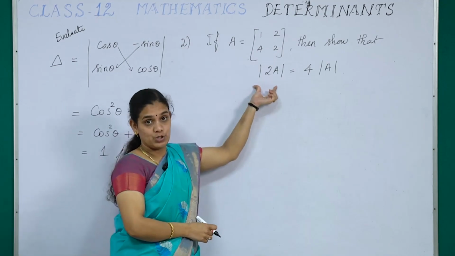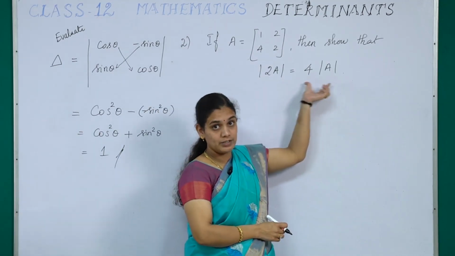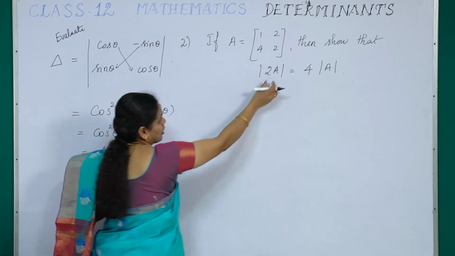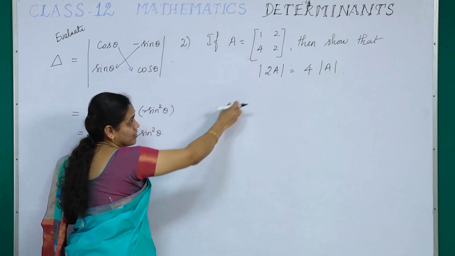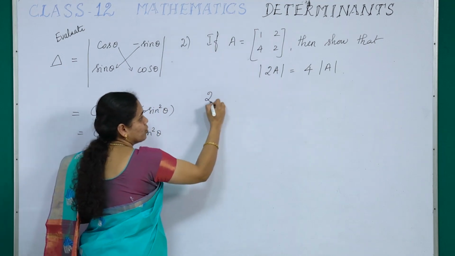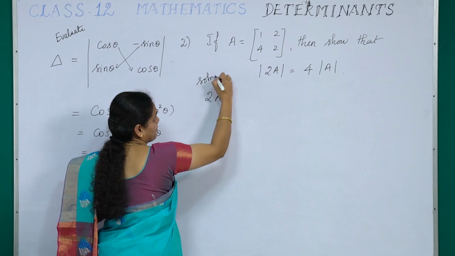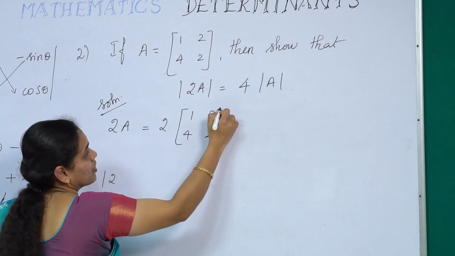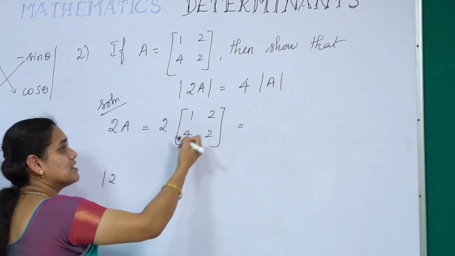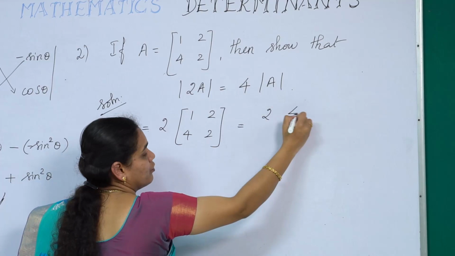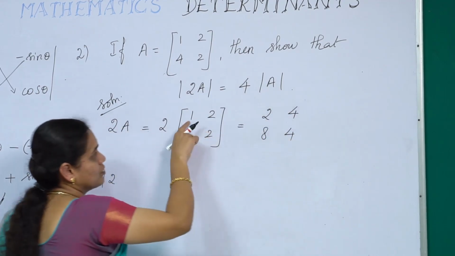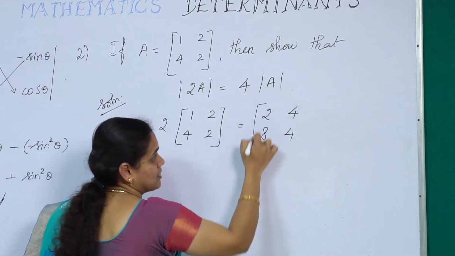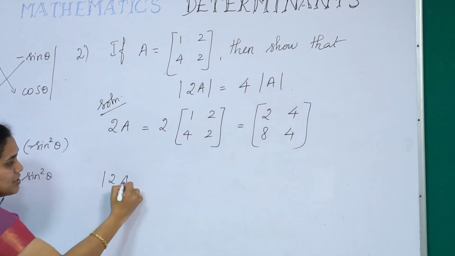First, let us find out the LHS value, then we find the RHS value, then check whether they are the same. So, to find LHS, we need 2A first. This is a scalar multiplication. So, 2 times A, 1, 2, 4, 2. We multiply 2 inside with all the elements: 2 into 1, 2 into 2, 2 into 4 and 2 into 2, that is 2, 4, 8, 4. So, this is 2A.